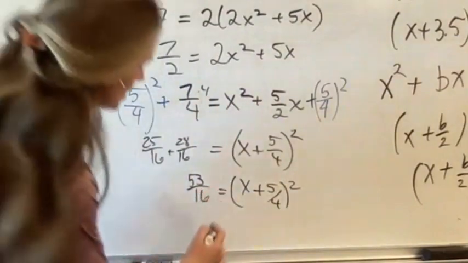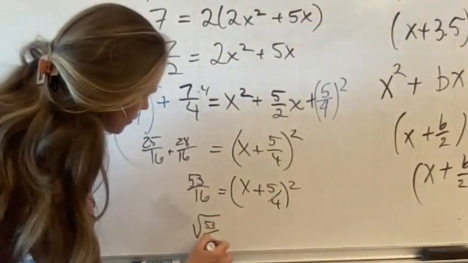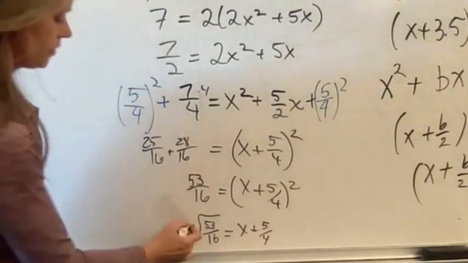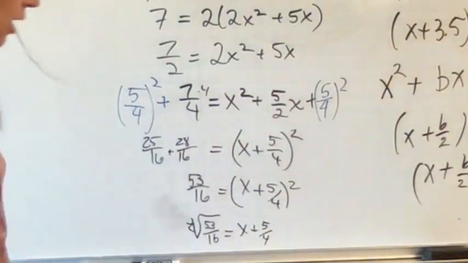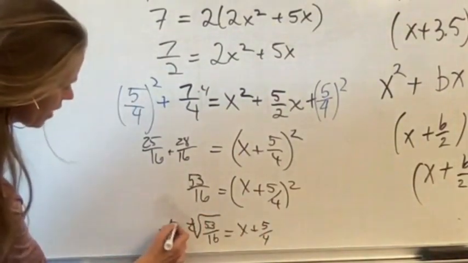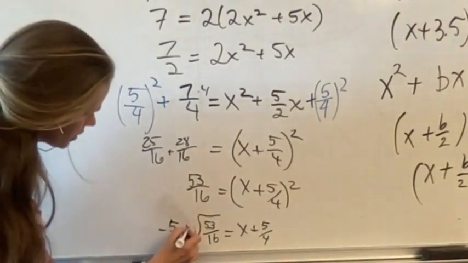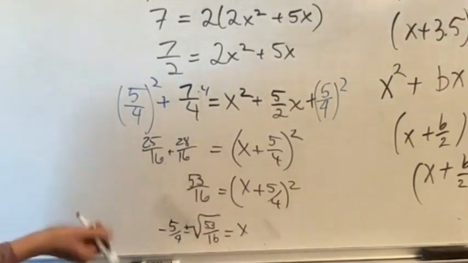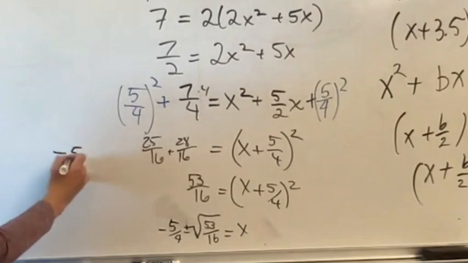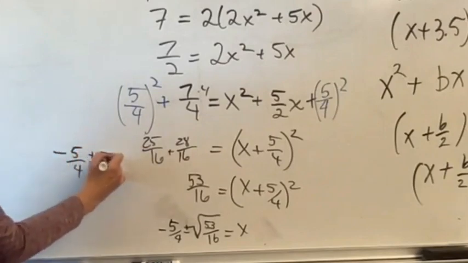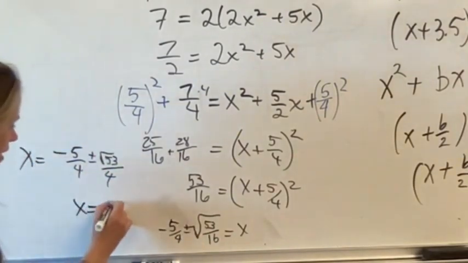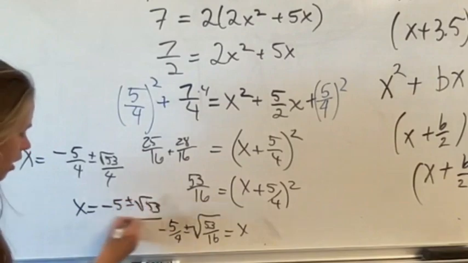That's a rule. So I could say the square root of 53/16 equals x plus 5/4, and this is a plus or minus. Yuck. I'm going to just say minus 5/4, so I can write minus 5/4 plus or minus the square root of 53 over 16 equals x. That's a terrible number. So x equals negative 5 plus or minus the square root of 53, over 4. Yuck, right? Like that was terrible.